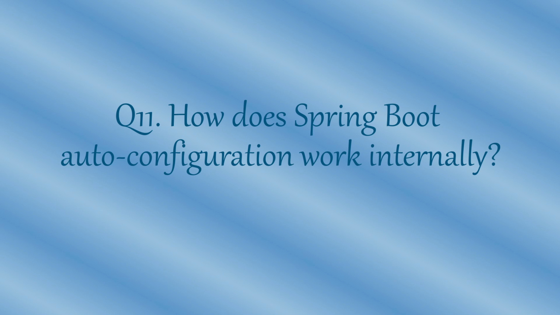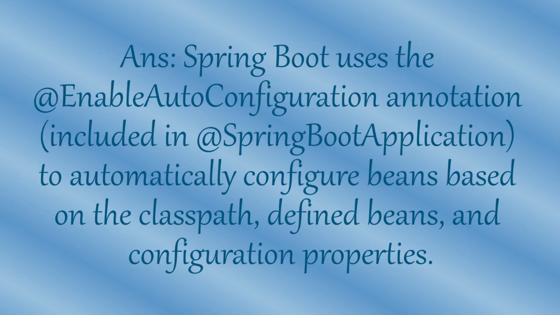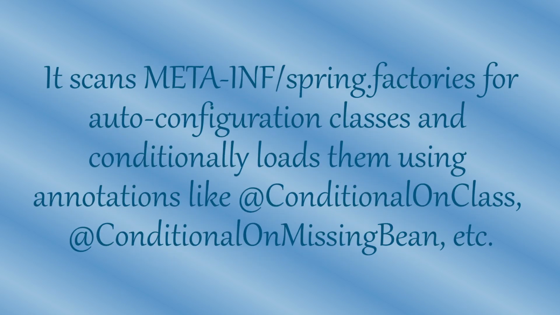Q11. How does Spring Boot auto configuration work internally? Answer. Spring Boot uses the @EnableAutoConfiguration annotation included in @SpringBootApplication to automatically configure beans based on the classpath, defined beans, and configuration properties. It scans META-INF/spring.factories for auto configuration classes and conditionally loads them using annotations like @ConditionalOnClass, @ConditionalOnMissingBean, etc.